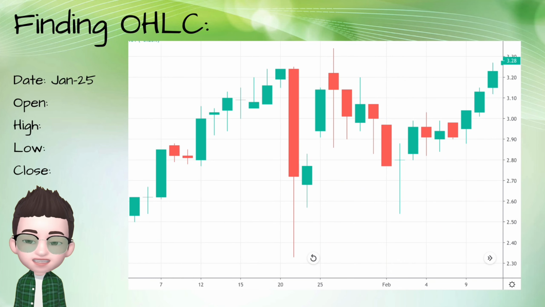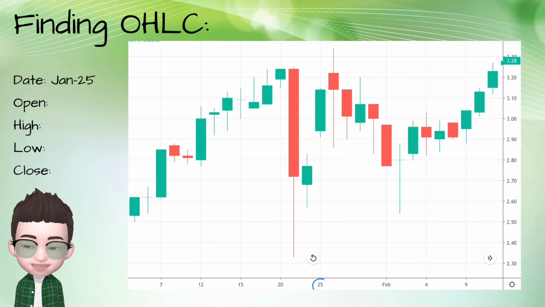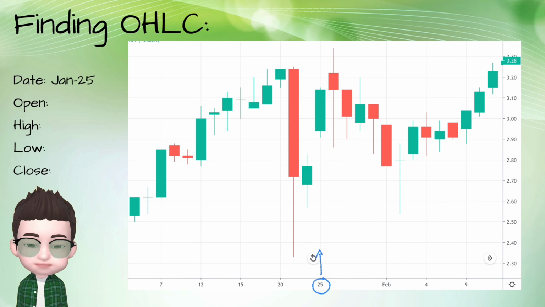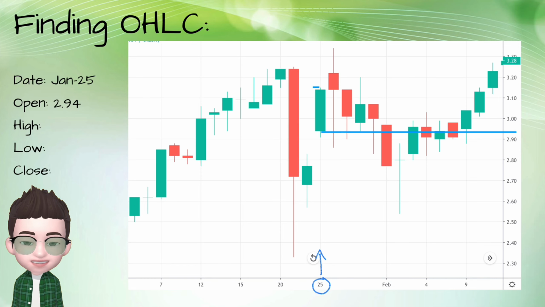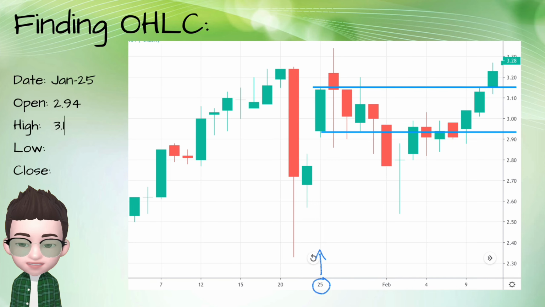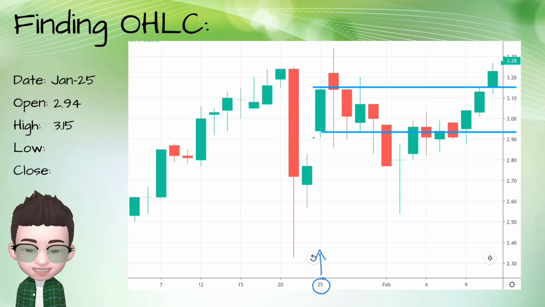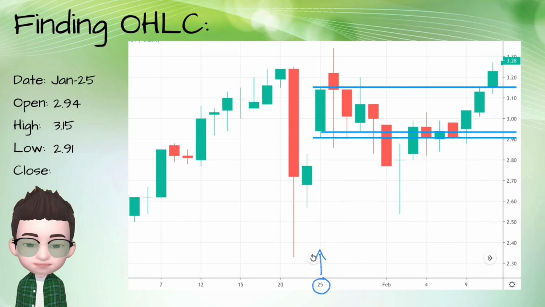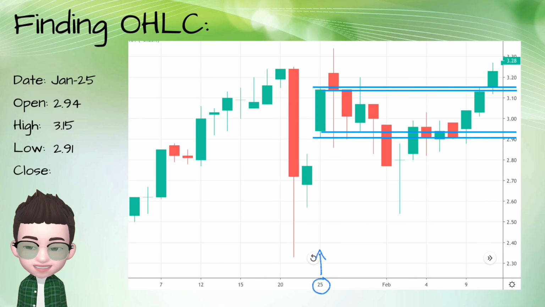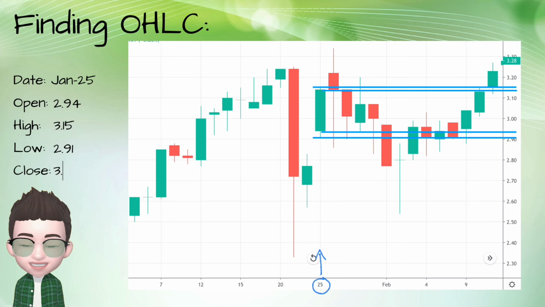Now let's find the open, high, low, close for January 25. For January 25, we have a bullish candle. The open price is at the bottom of the body, and that is 2.94. The high price of the candle is at the end of the upper wick, which is 3.15. The low price is at the end of the lower wick, which is 2.91. The close price is at the top of the body, which is 3.14.